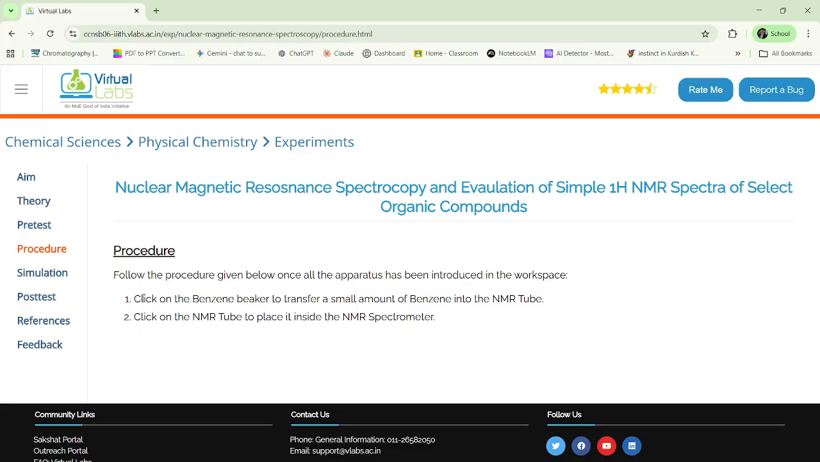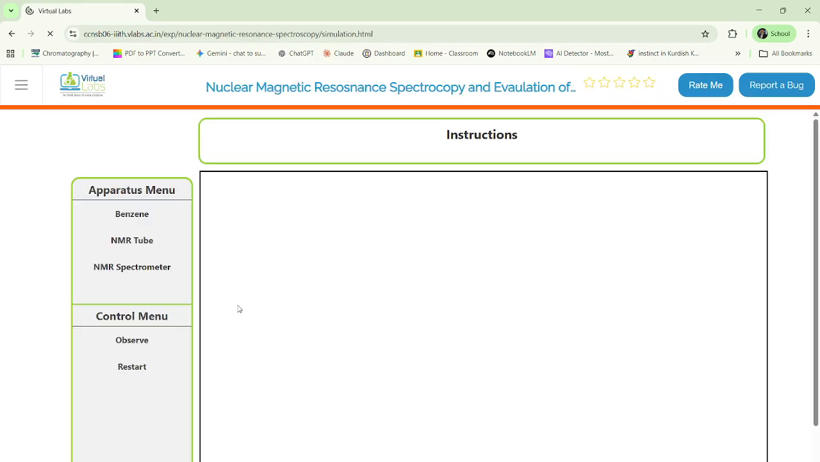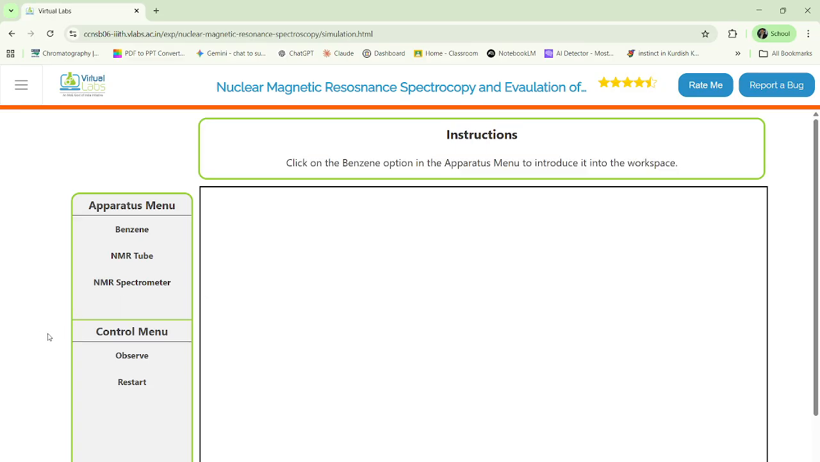The procedure here is very simple. Do not right click and things like that. Write in the procedure whatever exactly we're doing. And you remember this thing, yes? In the box, it says click on the benzene option in the apparatus menu to introduce it into the workplace. So we're adding benzene. That's benzene. So we're doing proton NMR for benzene. See what we get.